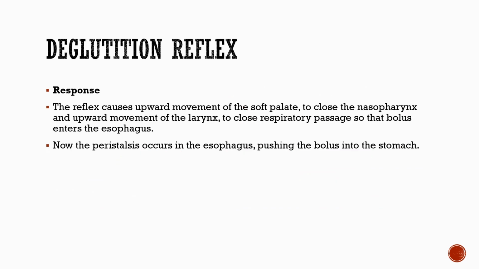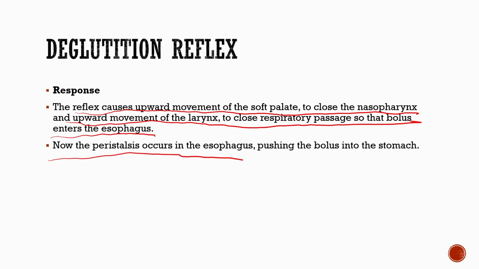Then what's the response? The reflex causes upward movement of the soft palate to close the nasopharynx and upward movement of the larynx to close the respiratory passage so that the bolus enters the esophagus. Now the peristalsis occurs in the esophagus, pushing the bolus into the stomach, and digestion happens. That's all about the deglutition.